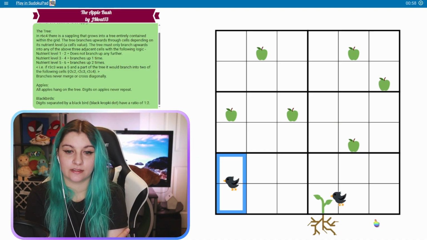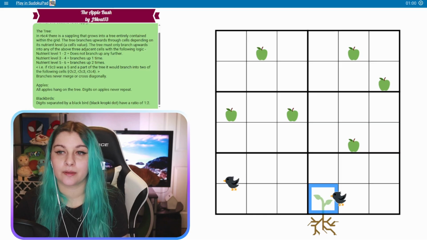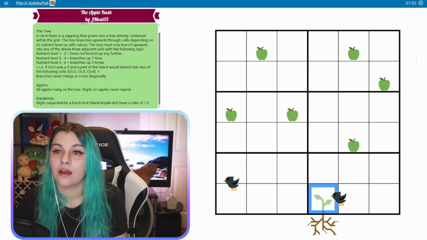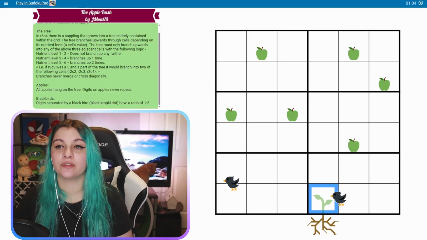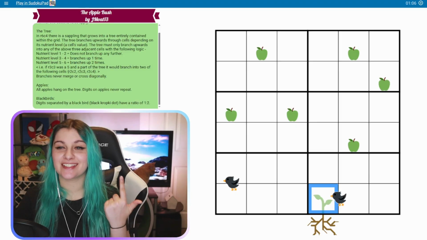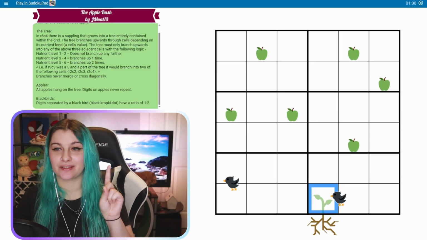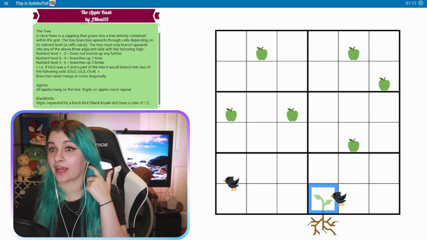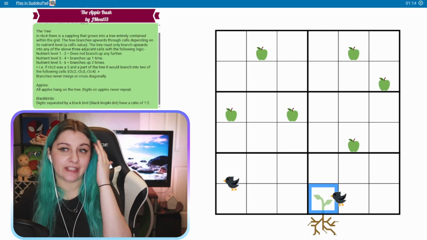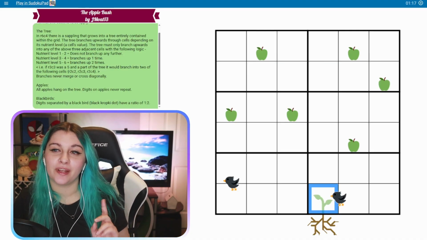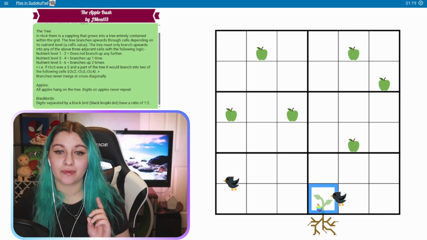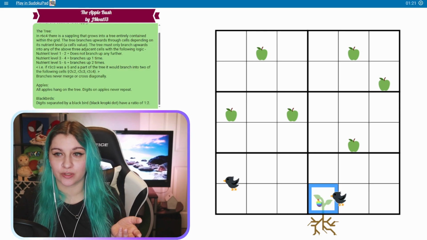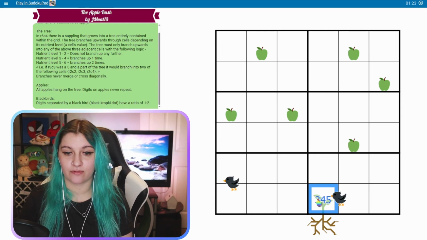Ooh. The sapling. Oh, you know what? 1 and 2 doesn't branch up at all. I was thinking 1 and 2 branches up once, 3 and 4 branches up twice, 5 and 6 branches up 3 times. That's not true. Don't do that. That's not what it says if you read the rules, Kathy. 1 and 2 doesn't branch up any further. So I don't want this to be a 1 or a 2. We do want the tree to grow. I want this to be a 3, 4, 5, 6.